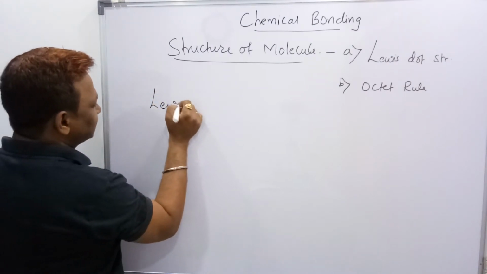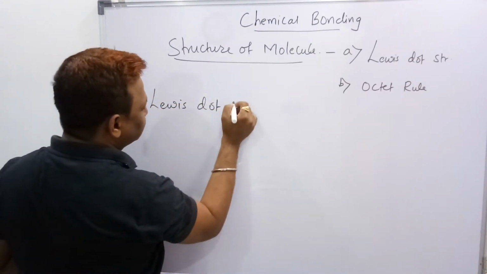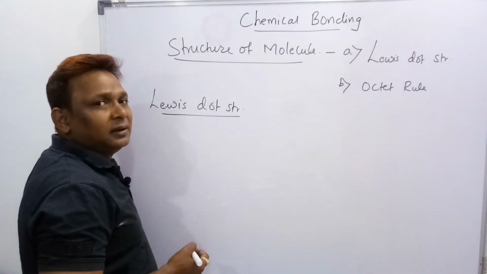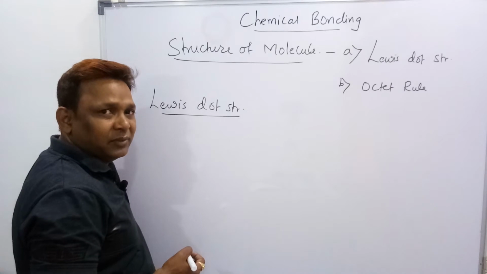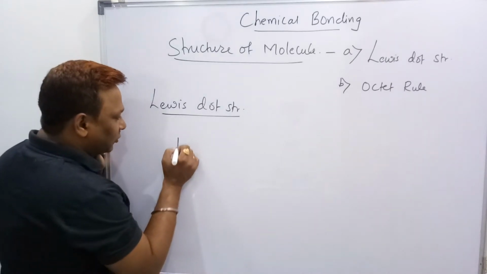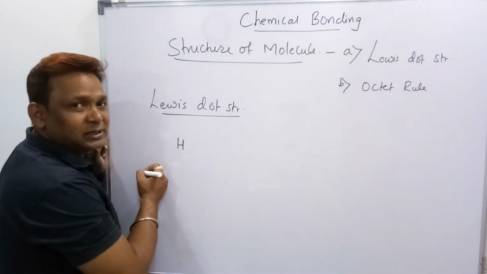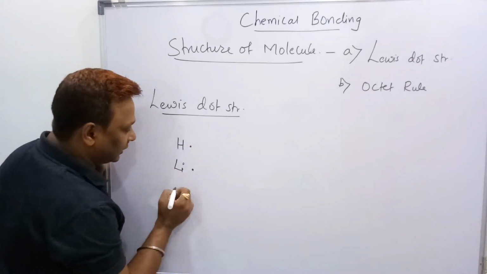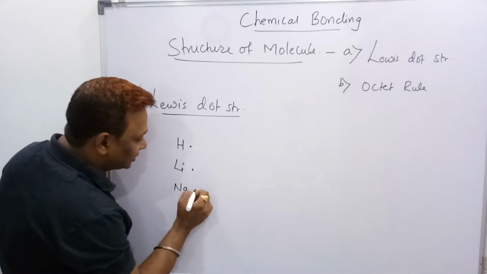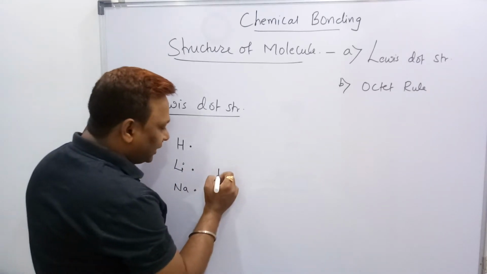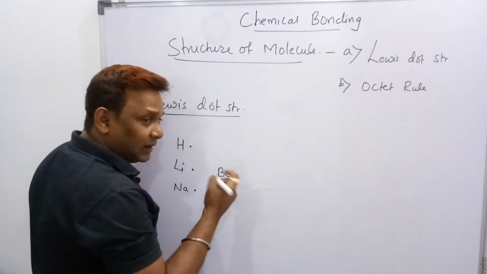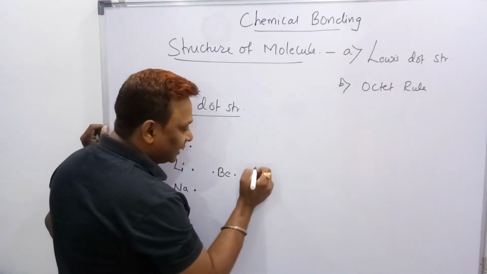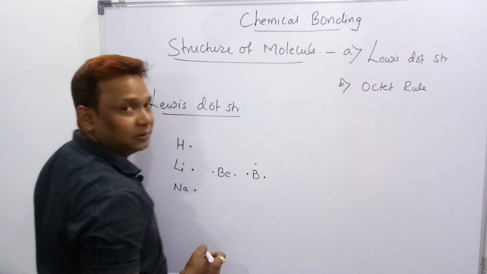The first one, what is meant by the Lewis dot structure? For the Lewis dot structure, we should know which group the atom of the element belongs to. Let us say hydrogen, it belongs to the first group, so in its valence shell it has only one electron. Same way lithium, in its valence shell only one electron. Sodium, in its valence shell only one electron. Go with beryllium, it belongs to the second group. In its valence shell how many electrons are there? 2 electrons, so it can be written as 2 dots. Boron, in its valence shell 3 electrons, can be denoted as 3 dots.